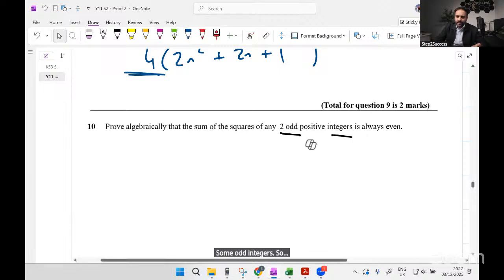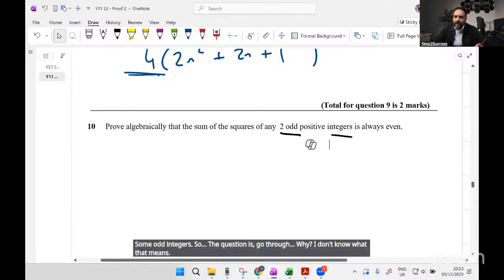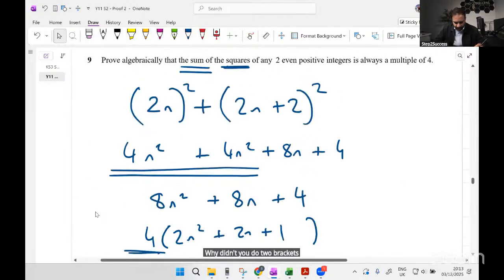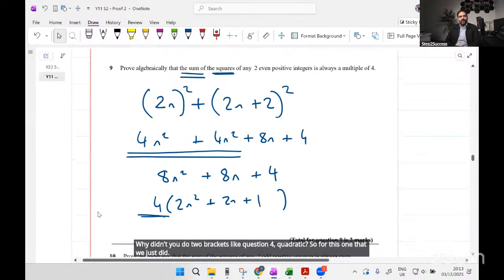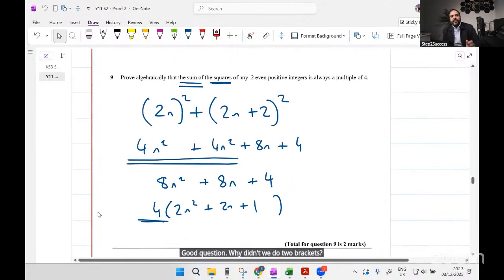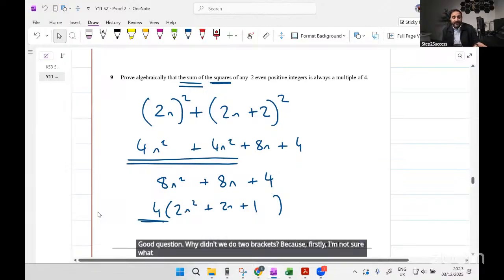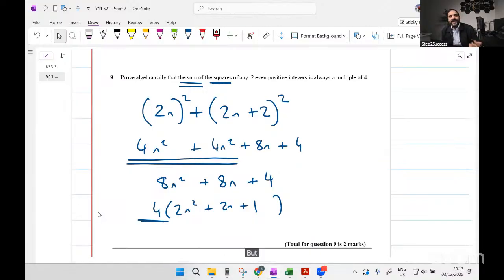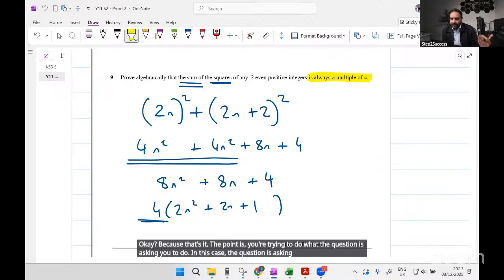The question is, go through why. I don't know what that means. Why didn't you do two brackets like question 4, quadratic? So for this one that we just did, good question. Why didn't we do two brackets? Because, firstly, I'm not sure what the two brackets are. But secondly, it is because the question is after a multiple of 4, and I've reached that by just taking this 4 out and stopping. The point is you're trying to do what the question is asking you to do. In this case, the question is asking you for a multiple of 4, and I've done it.